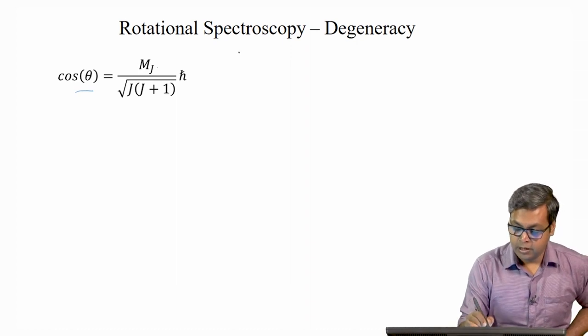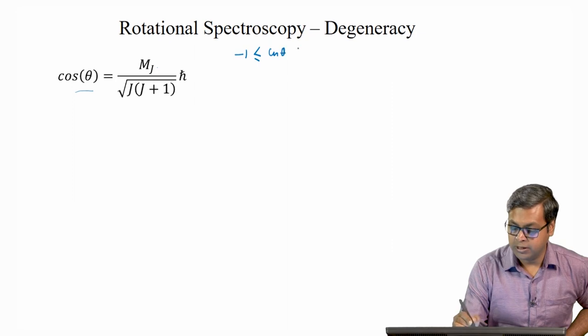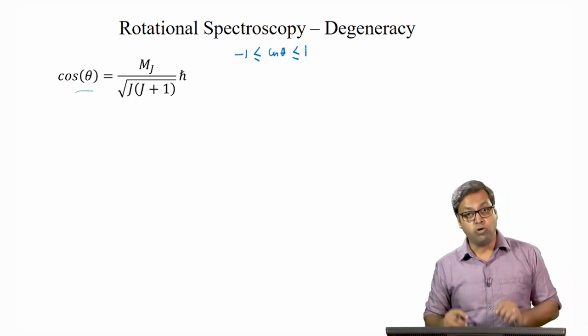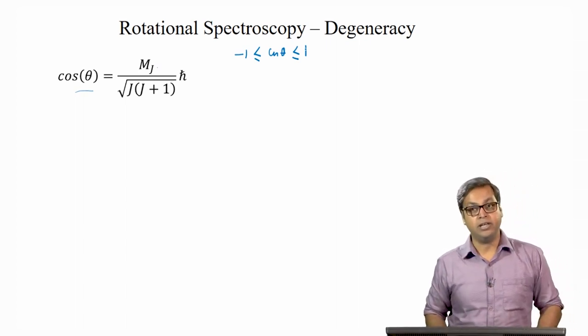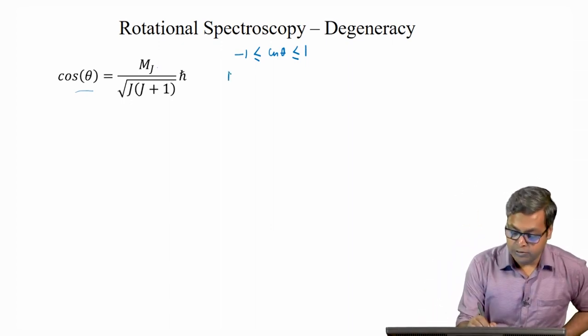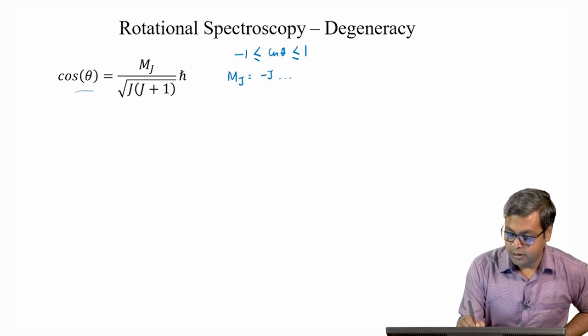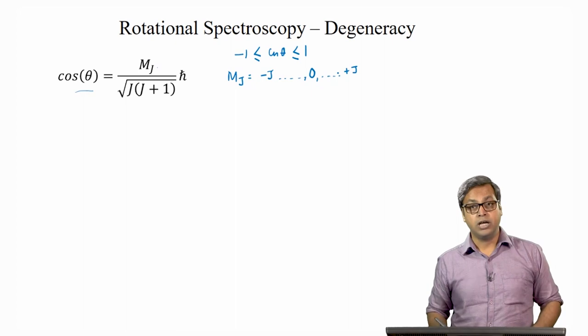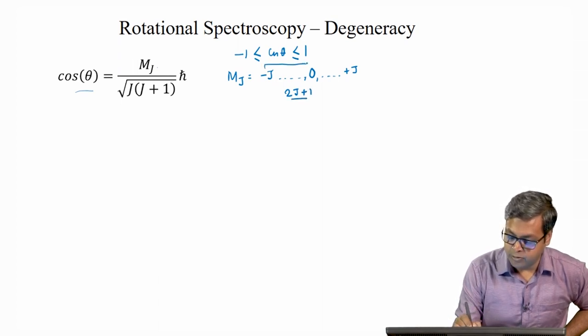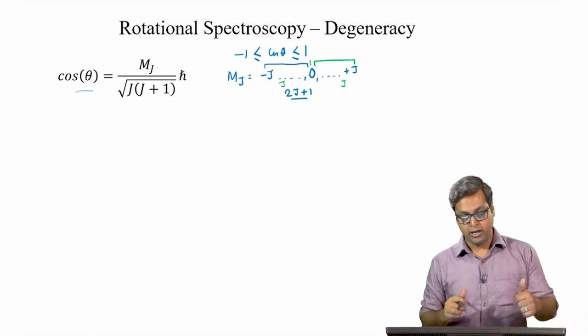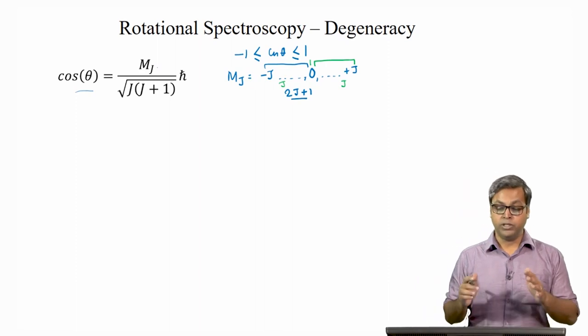We know that minus 1 is less than or equal to cos theta less than or equal to 1. So, it can be shown that as the maximum and minimum value of cos theta is 1 and minus 1 respectively, m_j can take values from minus j to plus j, which also includes the value of 0. In other words, the possible number of orientations is 2j plus 1, because from minus j to minus 1 we have j values, and from plus 1 to plus j we have j values, and we have one another value that is 0. So, we have j on the negative side, j on the positive side plus 0, which gives 2j plus 1.